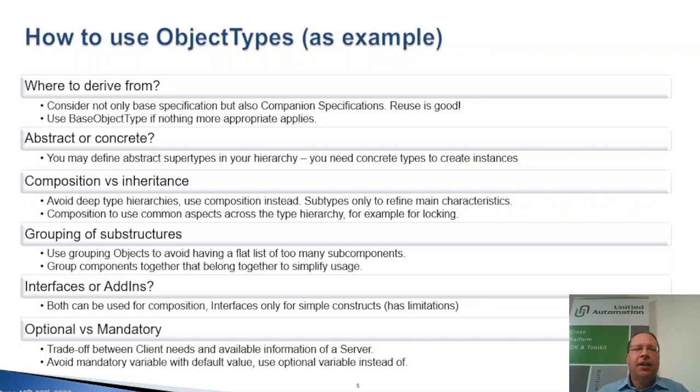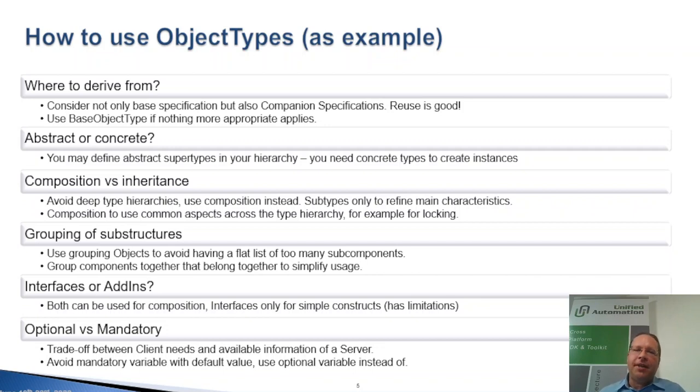Abstract versus concrete: an object type can be abstract when you want to create some super types in your hierarchy, but you need to make one concrete at some point in time in order to actually create instances out of it. Composition versus inheritance: not only true in general, but also true for OPC UA information modeling. Avoid deep type hierarchies, use composition.